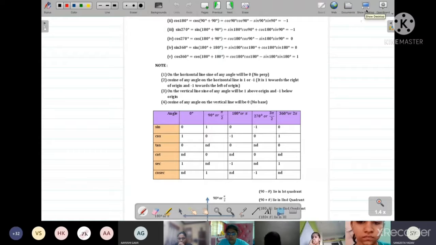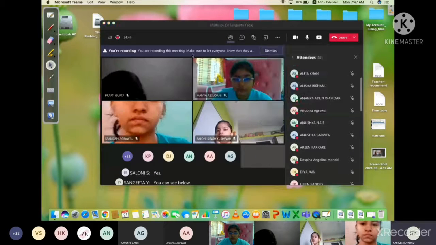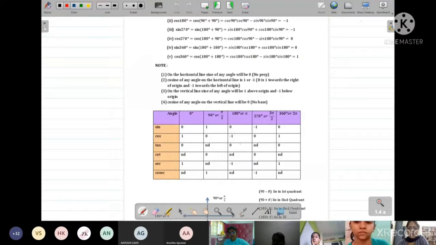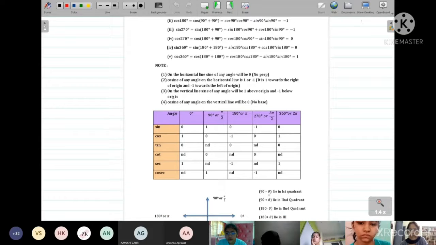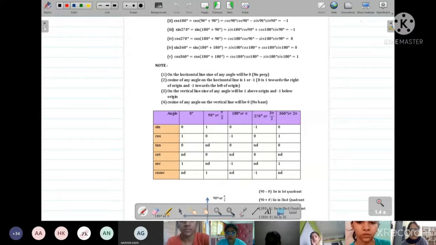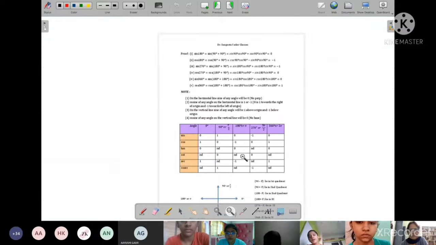And this is what we have to do. This is an important table. Then you can see below, this I told you. 90 minus theta lies in the first quadrant. 90 minus any angle will lie in the first quadrant. 90 plus theta will lie in the second quadrant. 180 minus theta lies in the second quadrant. 180 plus theta will lie in which quadrant? Third quadrant. So all these things we have already discussed.